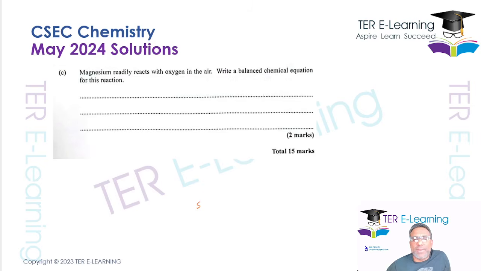What else do we have here? Magnesium readily reacts with oxygen in air. Write a balanced chemical equation for this reaction. So magnesium, now they didn't ask for state symbols, but I'm still going to put them. If you didn't put them, that's okay. So magnesium plus oxygen gas. We're going to get an oxide. In this case here, we're going to get MgO, solid. This is not balanced, so we need to put a 2 here and a 2 here, and that's it. That takes care of question 4.